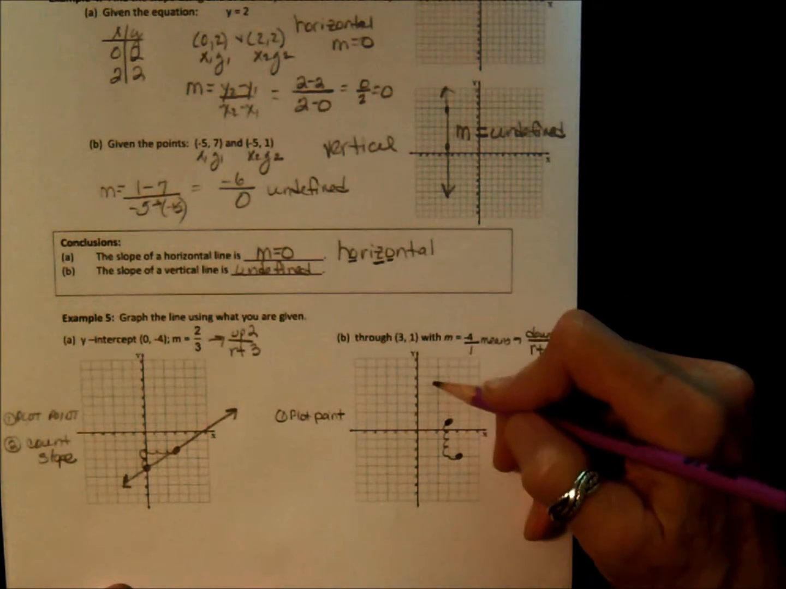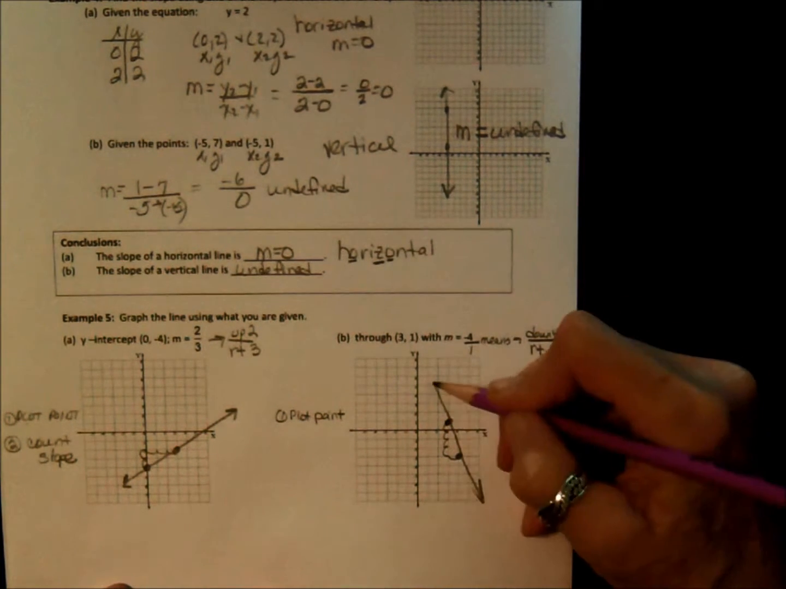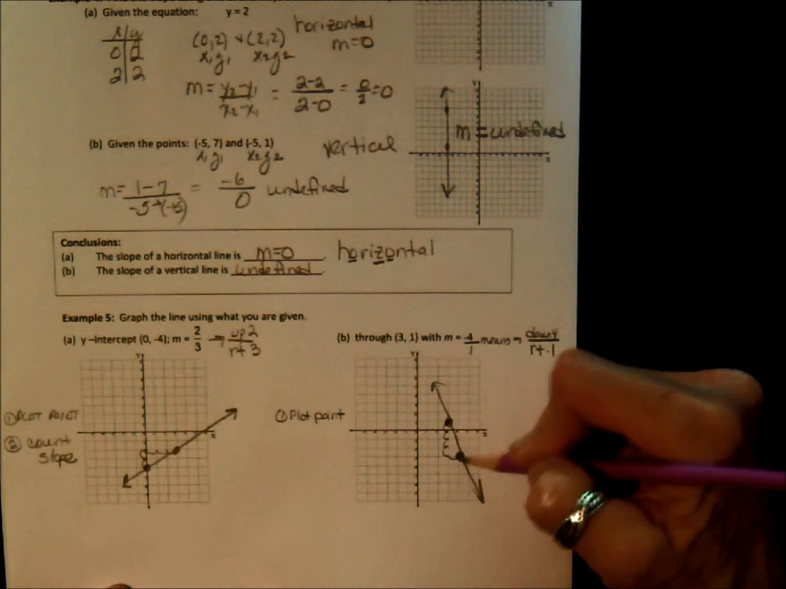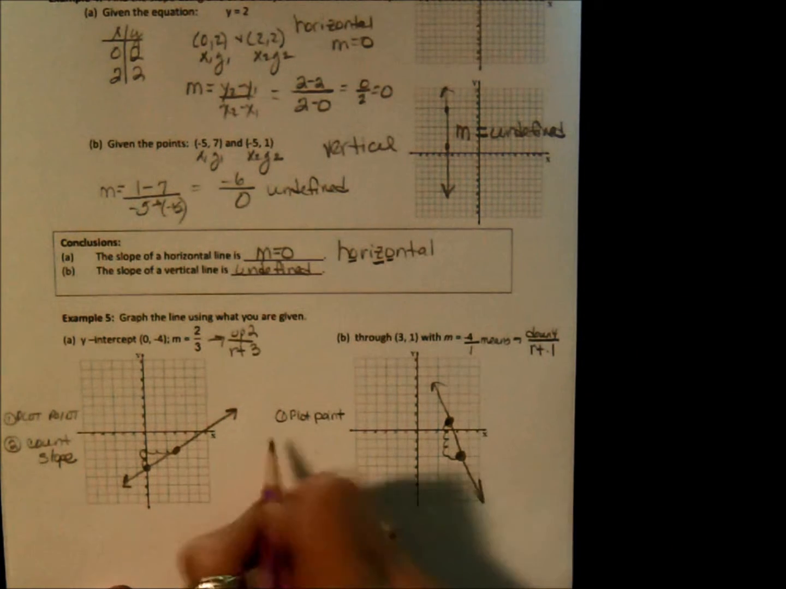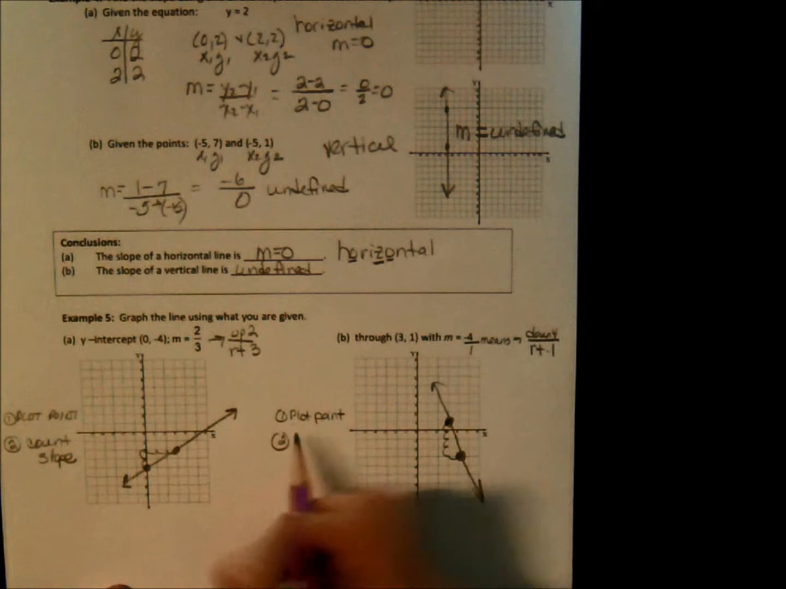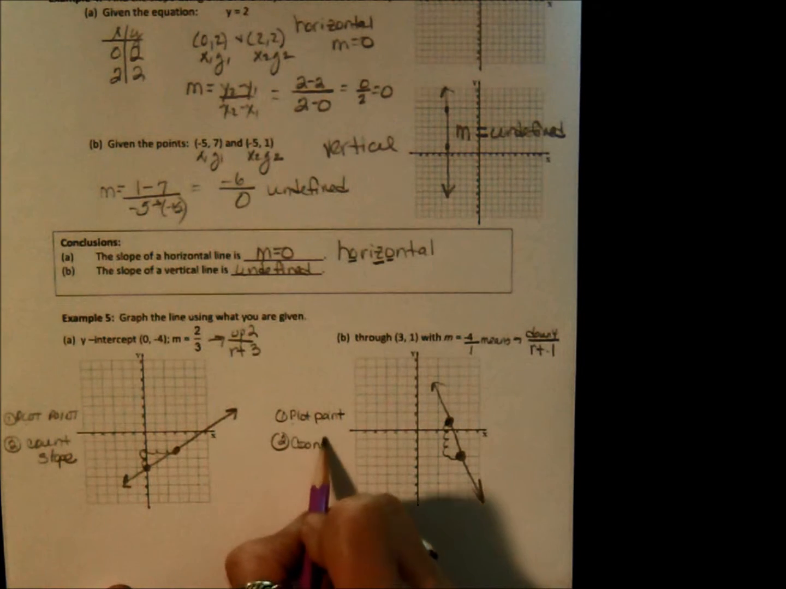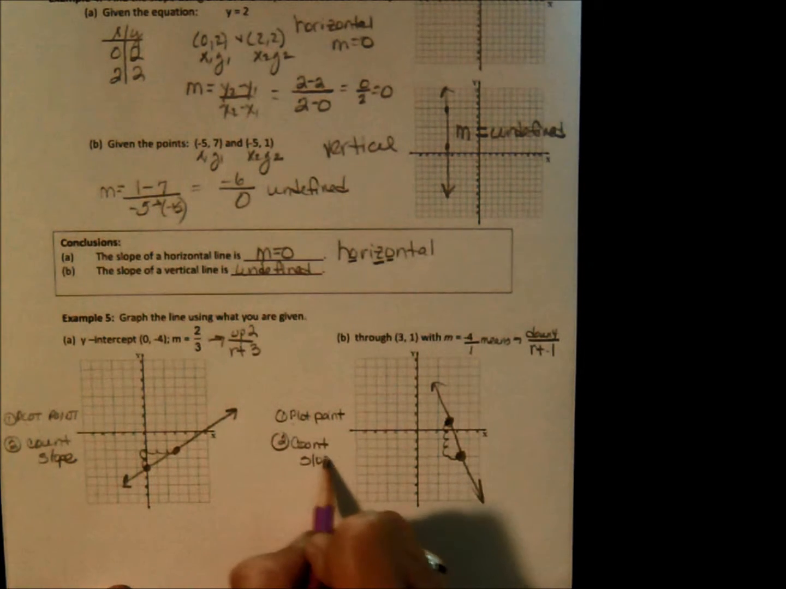And when I connect, that's kind of crooked. I should be using my ruler. We have graphed our line. Again, by plotting the point and then counting the slope as rise over run.